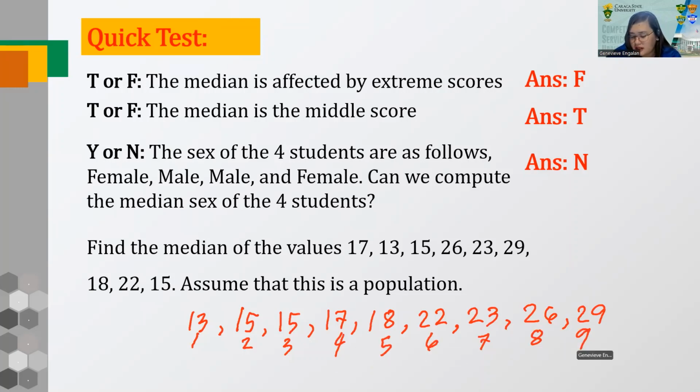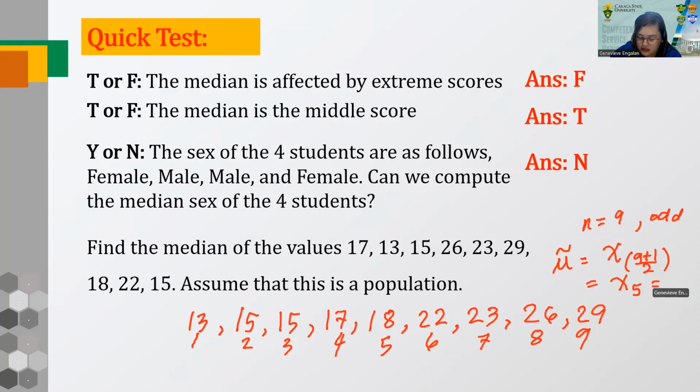Since n is equal to 9, which is odd, our median position is equal to (n plus 1) over 2, so 9 plus 1 over 2, meaning the fifth value. So the fifth is 18. Okay, did you get it? Is it okay? Yes, ma'am. Okay.